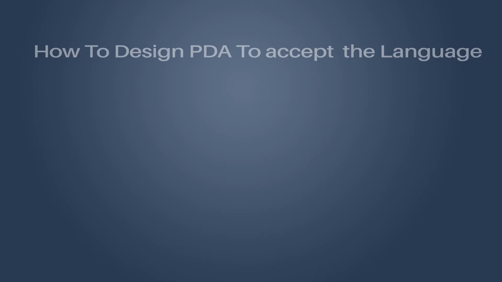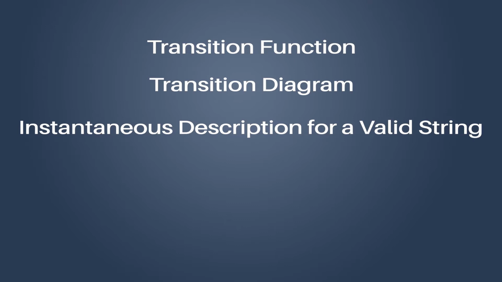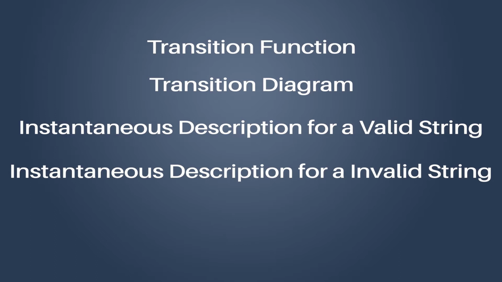Hello everyone. In this episode, let's learn how to design a pushdown automata to accept this language. L is equal to a to the power of n, b to the power of n, where n is greater than or equal to 0. Here we should be learning how to write the transition function, how to write the transition diagram, how to write the instantaneous description for a valid string, and how to write the instantaneous description for an invalid string.